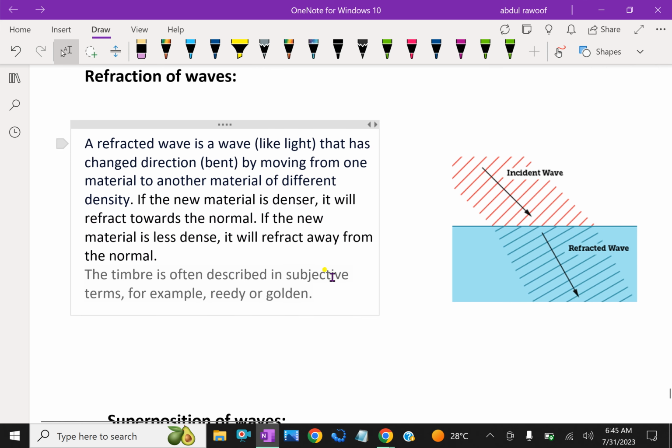Now next we'll discuss refraction of waves. A refracted wave is a wave like light that has changed direction, bent by moving from one material to another material of different density. Look at here, the incident ray passes through, suppose, air and further passes through a glass medium, a different medium, so it bends its direction. So it's called refraction of light.